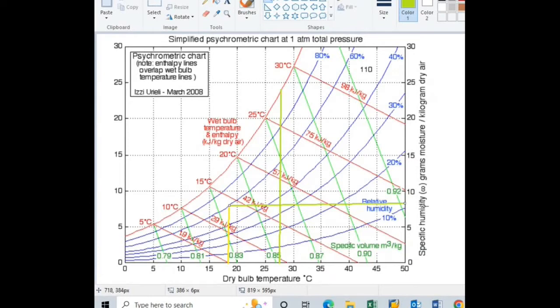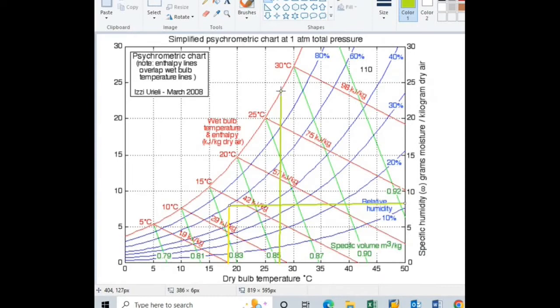Now we will find out what is the value for this specific volume. So we have to take the same unit as mentioned in the psychrometric chart. Now specific volume is given with the help of this green color. So here is 0.90, 0.87, 0.85 and 0.83. Now this point is in between 0.83 and 0.85. So if we draw here one parallel line to this green line, then the exact value is 0.836 meter cube per kilogram. Now we will move to the point 2. So here is the point 2.